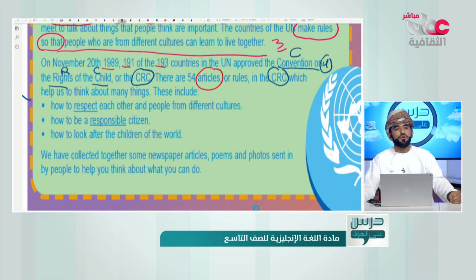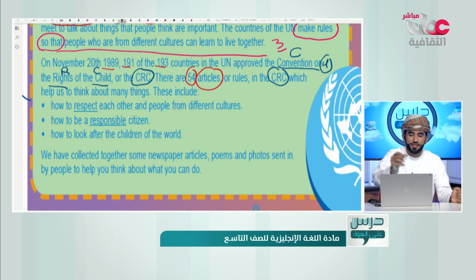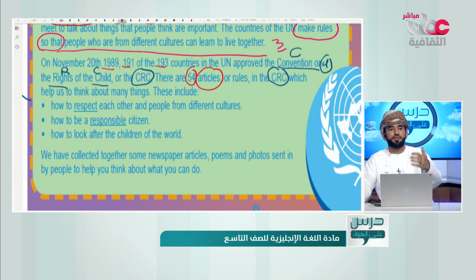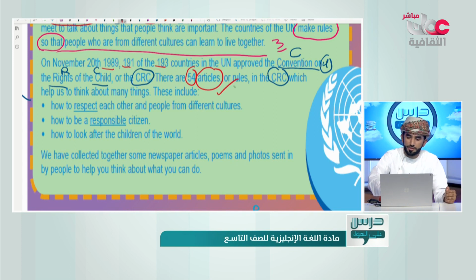Exactly. Now, there is a number in this sentence. Where is it? Exactly, yes, it is 54, nothing else. Do you have some other numbers in the same sentence? Let's read it together. There are 54 articles or rules in the CRC which help us to think about many things. See the point? This is the only number that we have in this sentence. Exactly. And it is correct. So this is number 5. Very lovely.